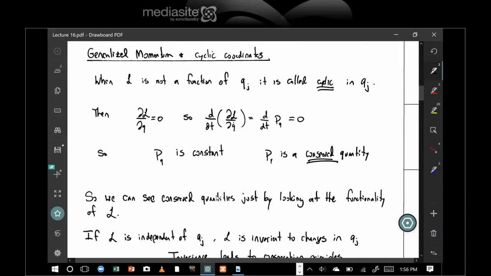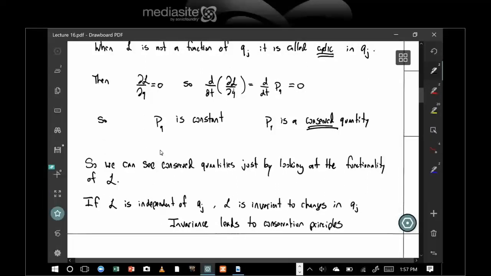Now that variable q has two names. It's called an ignorable coordinate, or a better term, a cyclic coordinate. Ignorable sounds like you just ignore it, but you can't ignore it because it's a conserved quantity. So I like the term cyclic. The main thing I have written here is that you can just look at the functional form of the Lagrangian to get conserved quantities. Now that's pretty heavy, so I think it's best to look at this in terms of a problem.